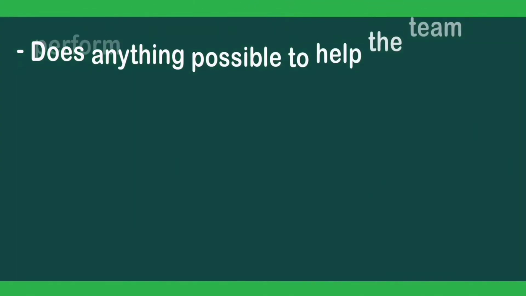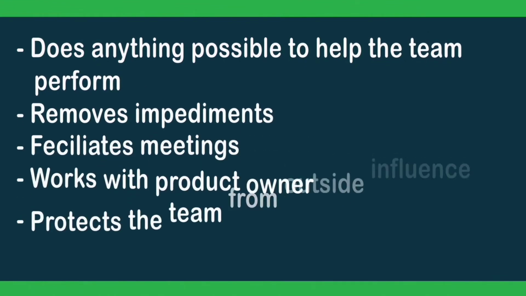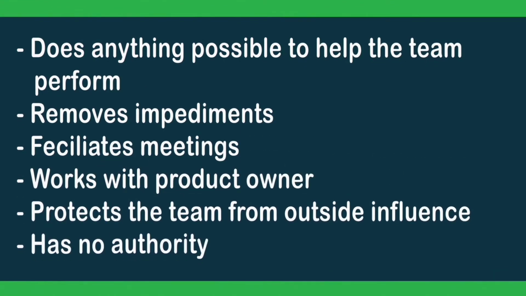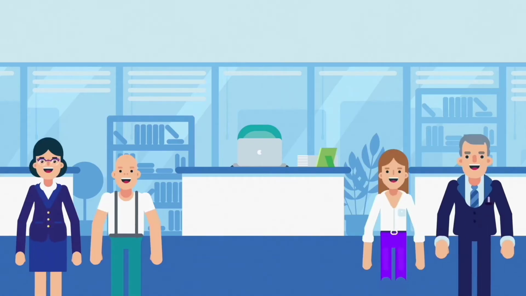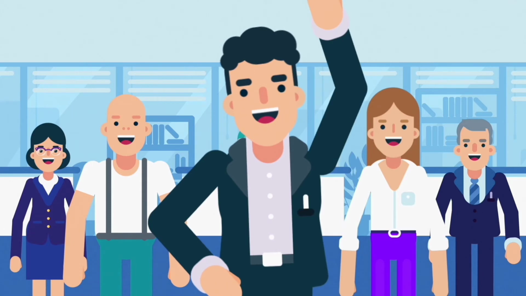Removes impediments. Facilitates meetings. Works with the product owner. Protects the team from outside influence. Has no authority. Scrum Team. A typical Scrum team is 5 to 9 people.